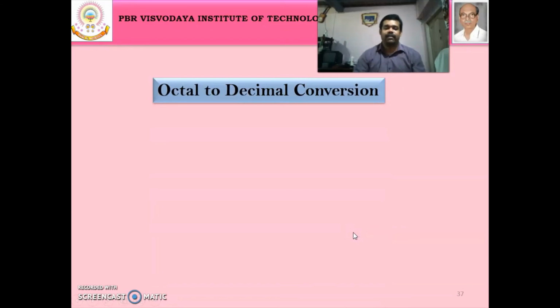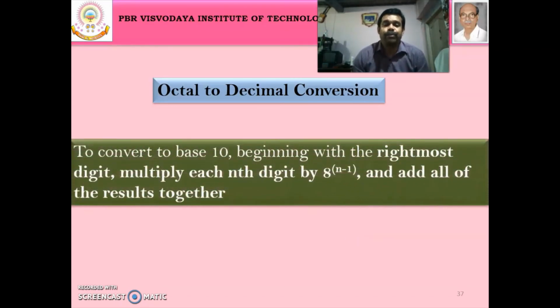Now next one is we are going for octal to decimal conversion. How to convert base 8 to base 10. Now to convert to base 10, beginning with the rightmost digit, multiply each nth digit by 8 to the power n minus 1 and add all of the results together.